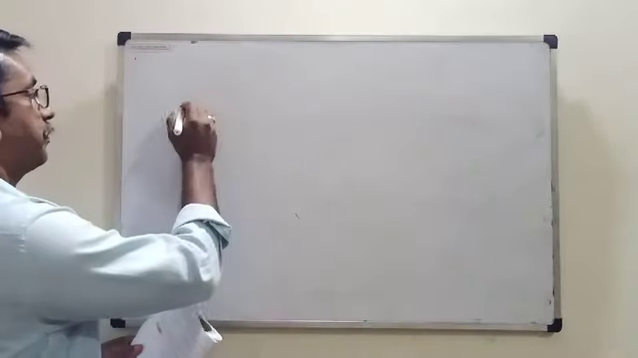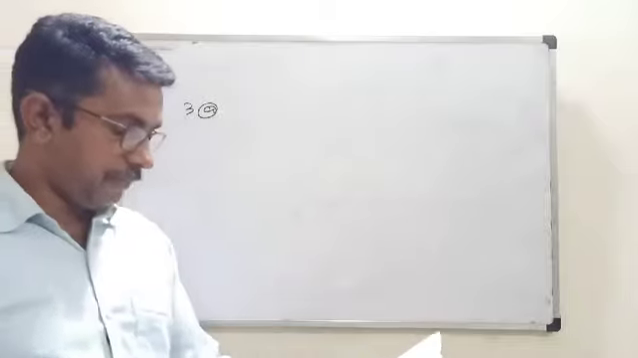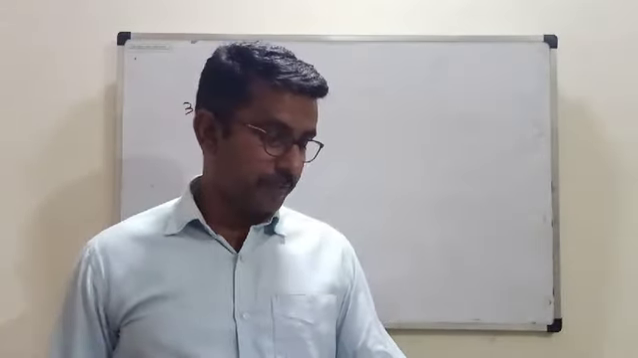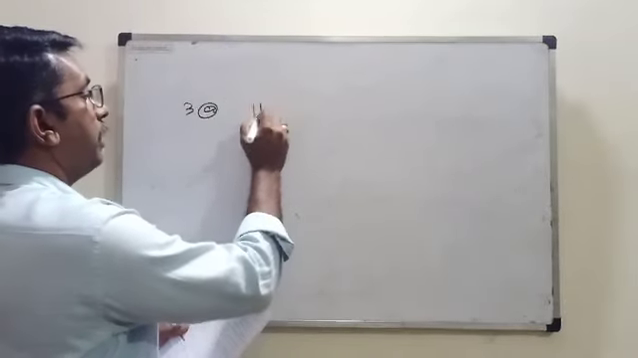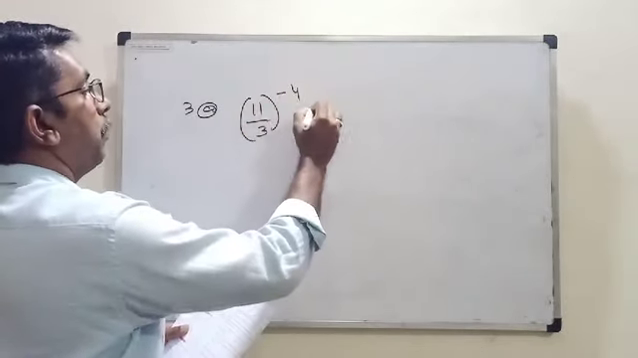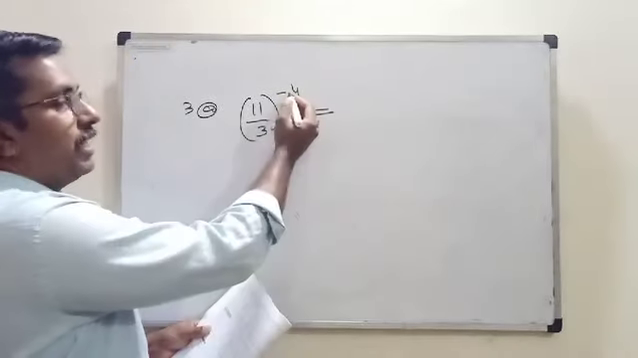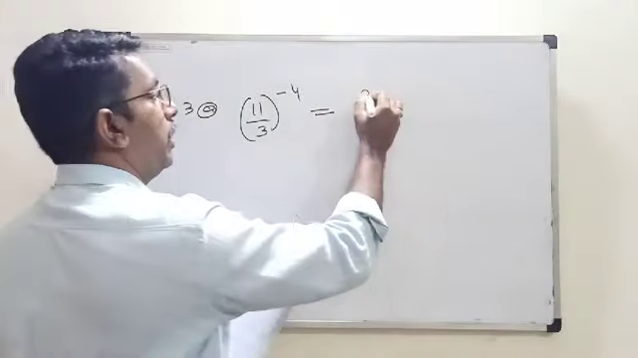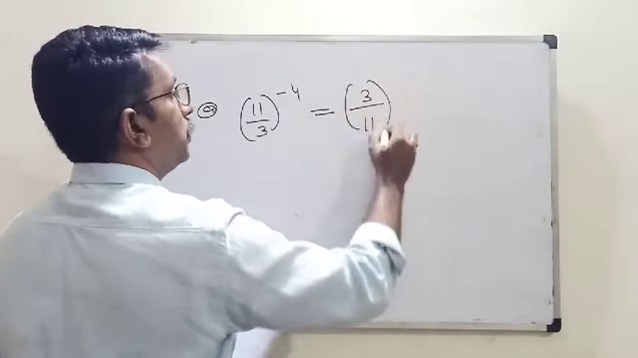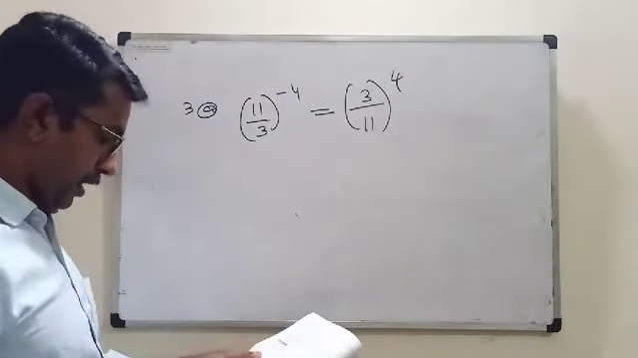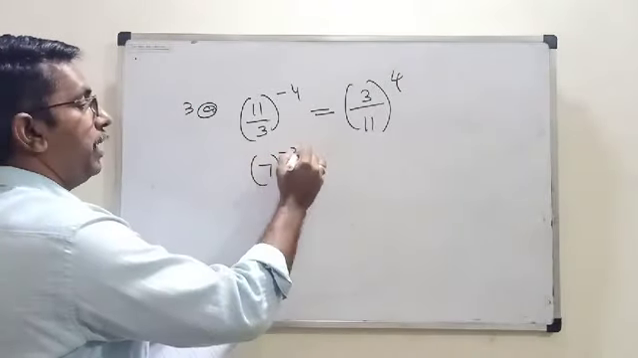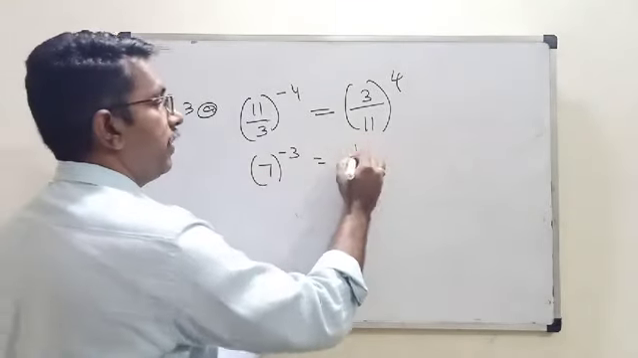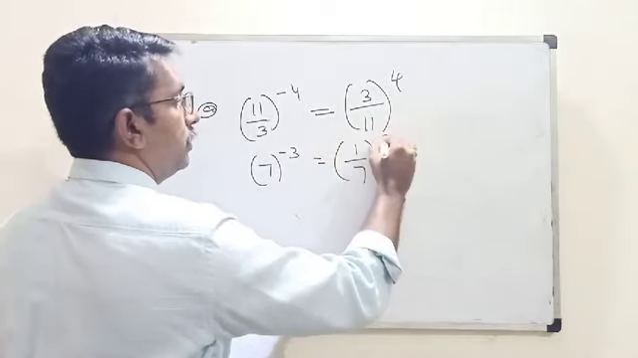Now 3a. What is 3a? Express the following exponent with a positive power. So what is that one? 11 by 3 to the power minus 4. Negative exponent is given. We have to write with a positive power, what to do? Find the reciprocal. 3 by 11 to the power 4. 7 to the power minus 3. What is the reciprocal of 7 to the power minus 3? 1 by 7 to the power 3.